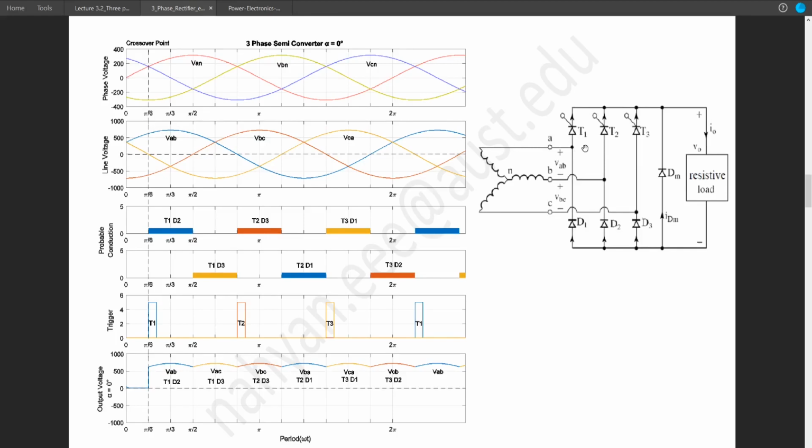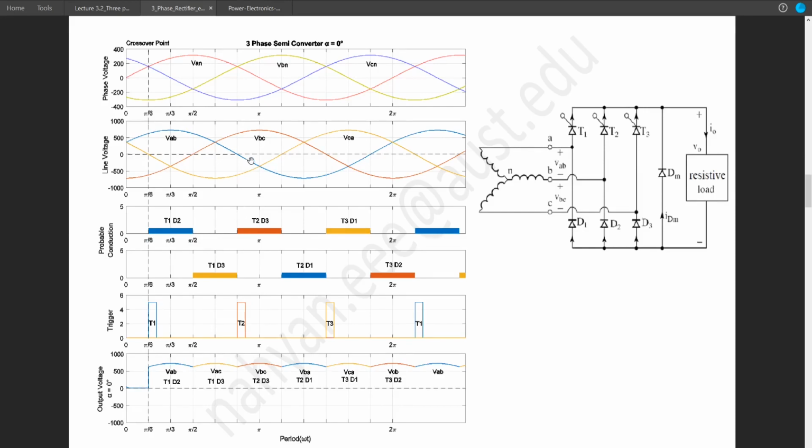So the pair T1 and D2 will turn on when the voltage of A is highest and the voltage of B is lowest. So a highest A and a lowest B means highest VAB, since VAB is the difference between VA and VB. So in this portion of the waveform, the value of VAB is highest. So if we go to the conduction diagram, this portion will be suitable for T1 and D2 to turn on.